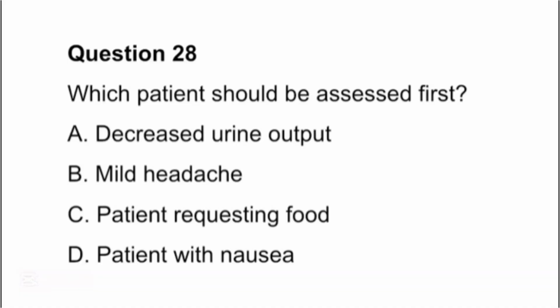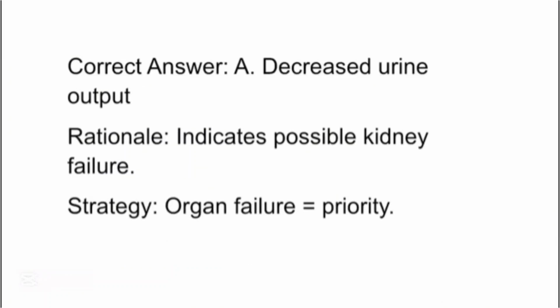Question 28. Which patient should be assessed first? A. Decreased urine output. B. Mild headache. C. Patient requesting food. D. Patient with nausea. Correct answer: A. Decreased urine output. Rationale: indicates possible kidney failure. Strategy: organ failure equals priority.